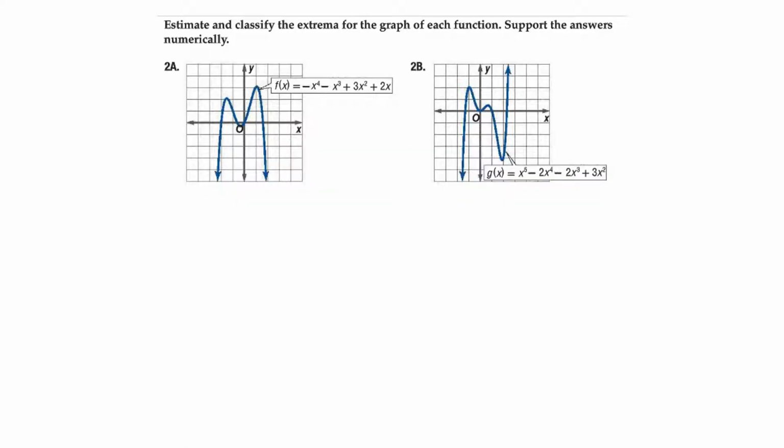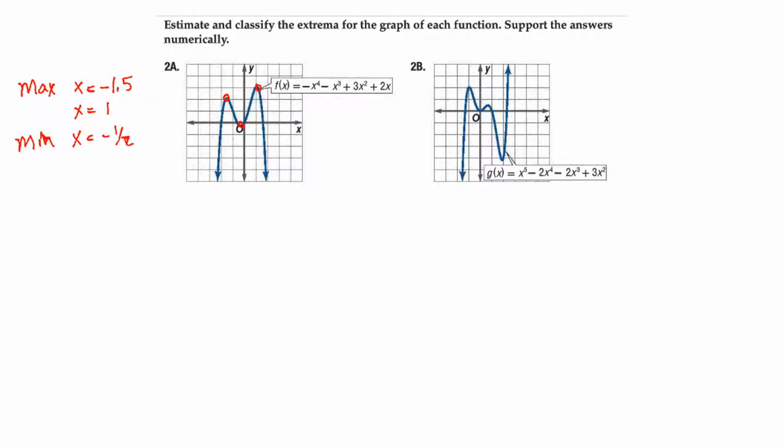All right, so we need to classify the extrema for the graph of each function, then support the answers numerically. So if I'm going to look at this, it looks like I have a point here, a point here, and a point here that are extrema. So this and this one would be maximums, and this would be a minimum. So let's go ahead and write. I think I'm going to have a maximum for x equals negative 1.5 and for x equals 1. I think I'm going to have a minimum at x equals negative 1/2.